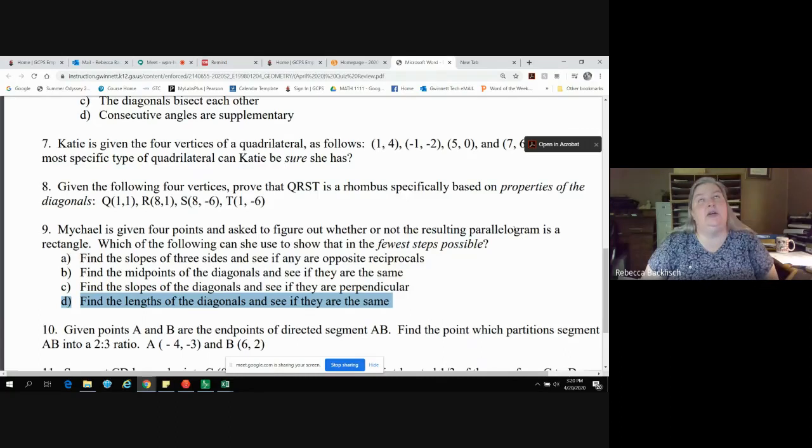Yeah, all you need is two sides. If you found the slopes of two adjacent sides and see if they're opposite reciprocals, that would be it. So A kind of has, and that's what my thinking was when I was doing that, that it's not the fewest steps possible because you're doing it for three sides and you really only have to do it for two sides if you're going that route of proving that I have a right angle.